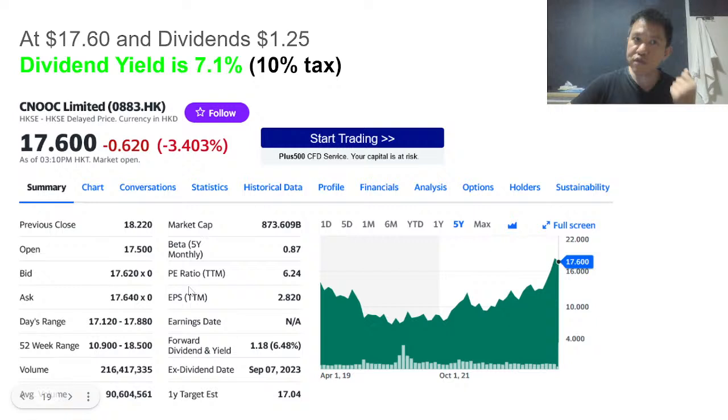Now, even with the run-up in the price to $17.60, from I think like $8, the stock price has already doubled. So the price is on the high side. But despite the high price, the dividend yield is 7.1%. So that's very juicy. If I have to own oil, like an oil ETF such as USO, United States Oil in the US, I'd rather own CNOOC than USO because I get dividend on top of that. So I think it's more worth it.